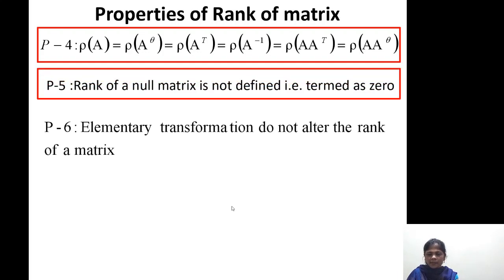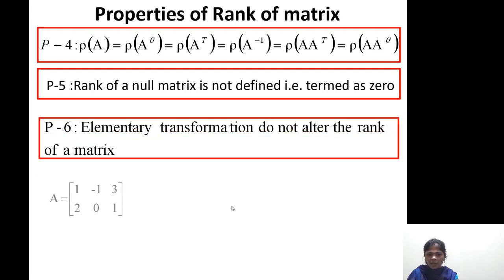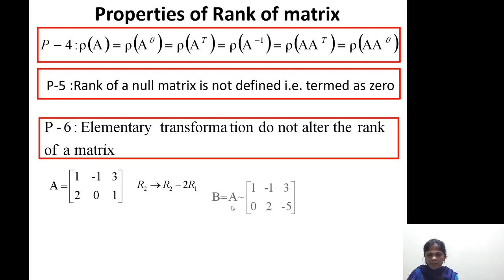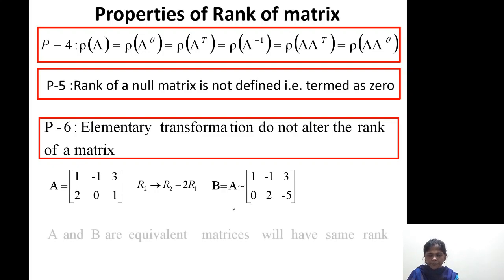Next property is elementary transformations do not alter the rank of operations. It means if we have a matrix A and if I perform some set of operations, say I am performing here R2 minus 2R1, so I am getting a new matrix, say I'll denote it by B. So we can verify that the rank of A as well as rank of B comes out to be 2.